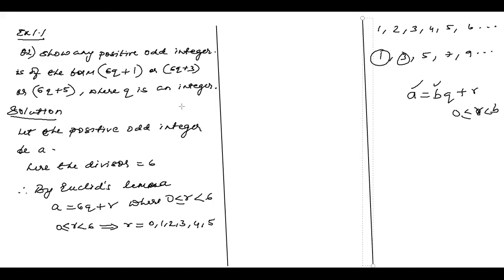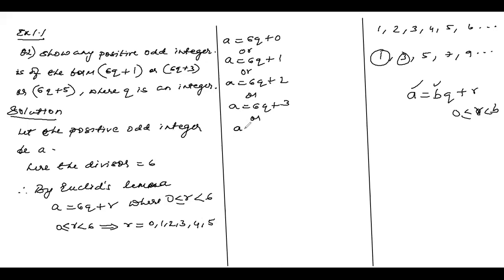That means, children, I can say A is equal to 6Q plus 0, where 0 can be the remainder, or A is equal to 6Q plus 1, or A is equal to 6Q plus 2, or A is equal to 6Q plus 3, or A is equal to 6Q plus 4, or A is equal to 6Q plus 5 can be the remainder.